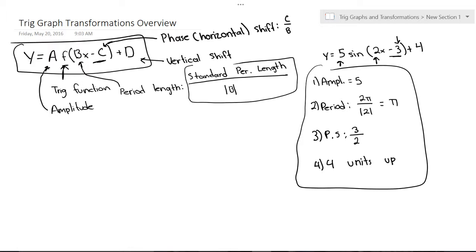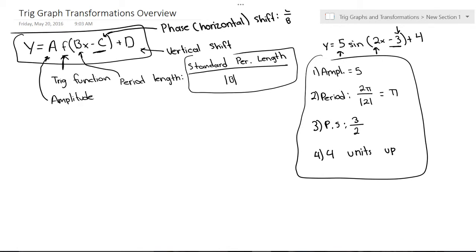And now let's get into a different type of problem. Let's do a tangent one. Let's say y equals negative 2 tangent of x minus 2 pi, plus 1. So first, let's start with amplitude again. That's going to equal 2. Amplitude is just the number. Don't worry about the negative sign.